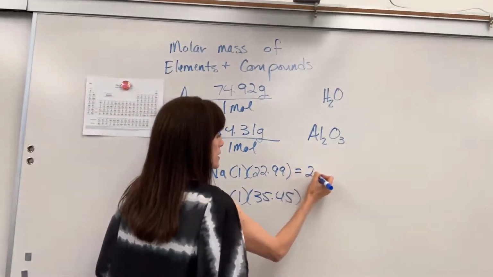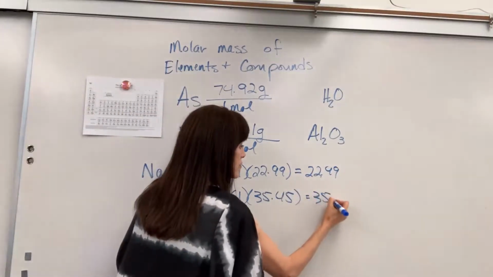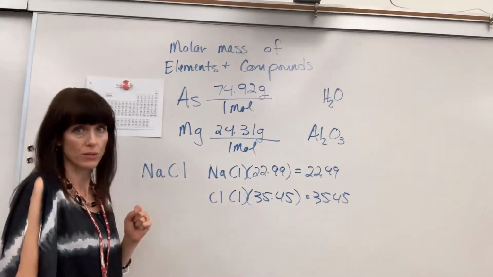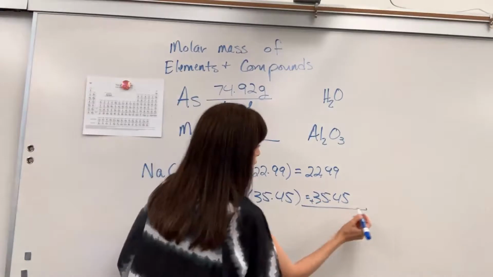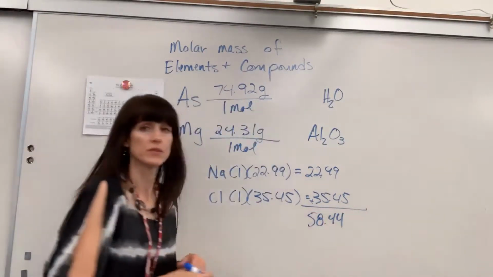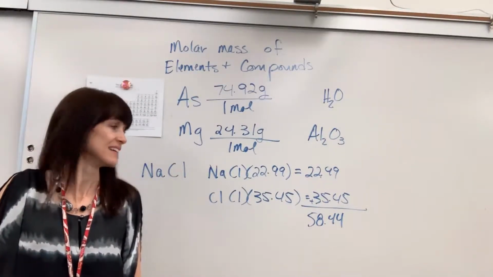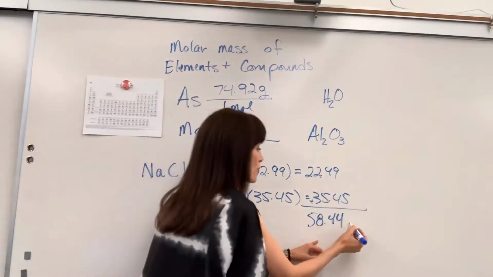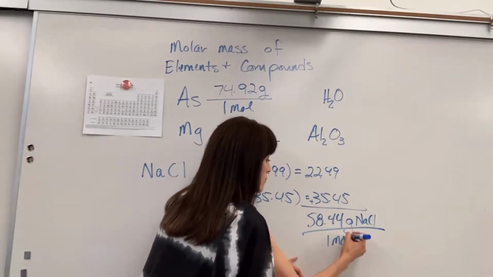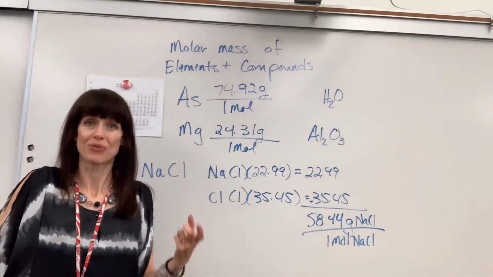Then we do the multiplication. 1 times 22.99 is 22.99. 1 times 35.45 is 35.45. So that's the mass contributed by the sodium, the mass contributed by the chlorine. Now we add this together, and we are going to get 58.44. Now think about this. What's the unit? This is going to be the grams of sodium chloride for every 1 mole of sodium chloride. So it's grams per mole for a compound.